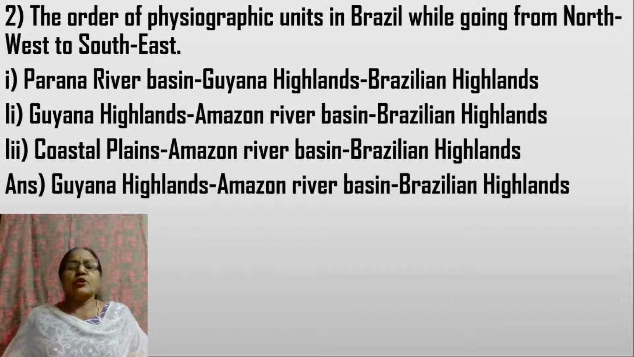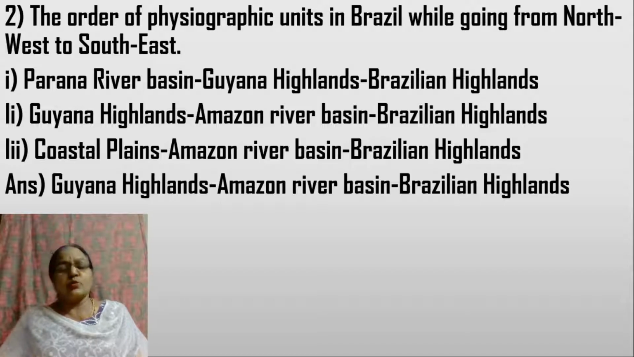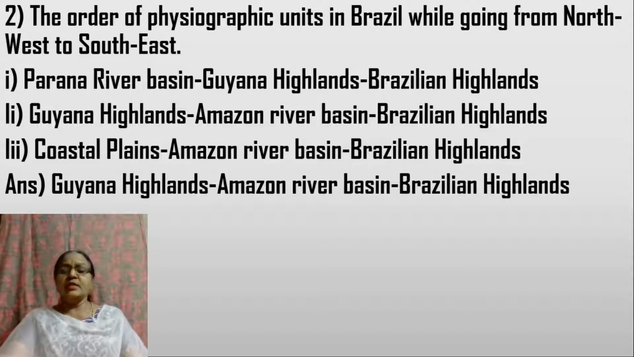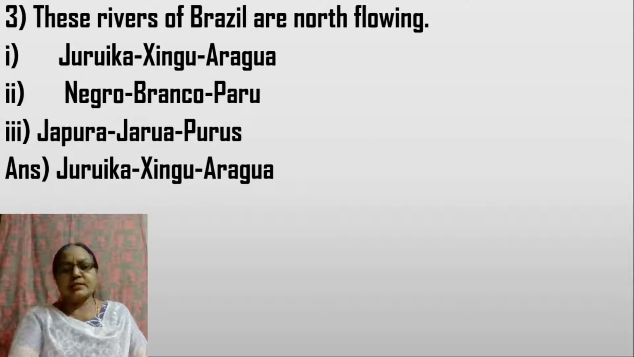The order of physiographic units in Brazil going from northwest to southeast. The options include Parana River Basin, Guiana Highlands, Brazilian Highlands; Amazon River Basin, Brazilian Highlands, Coastal Plains. What's the correct answer? The answer is Guiana Highlands, Amazon River Basin and Brazilian Highlands.